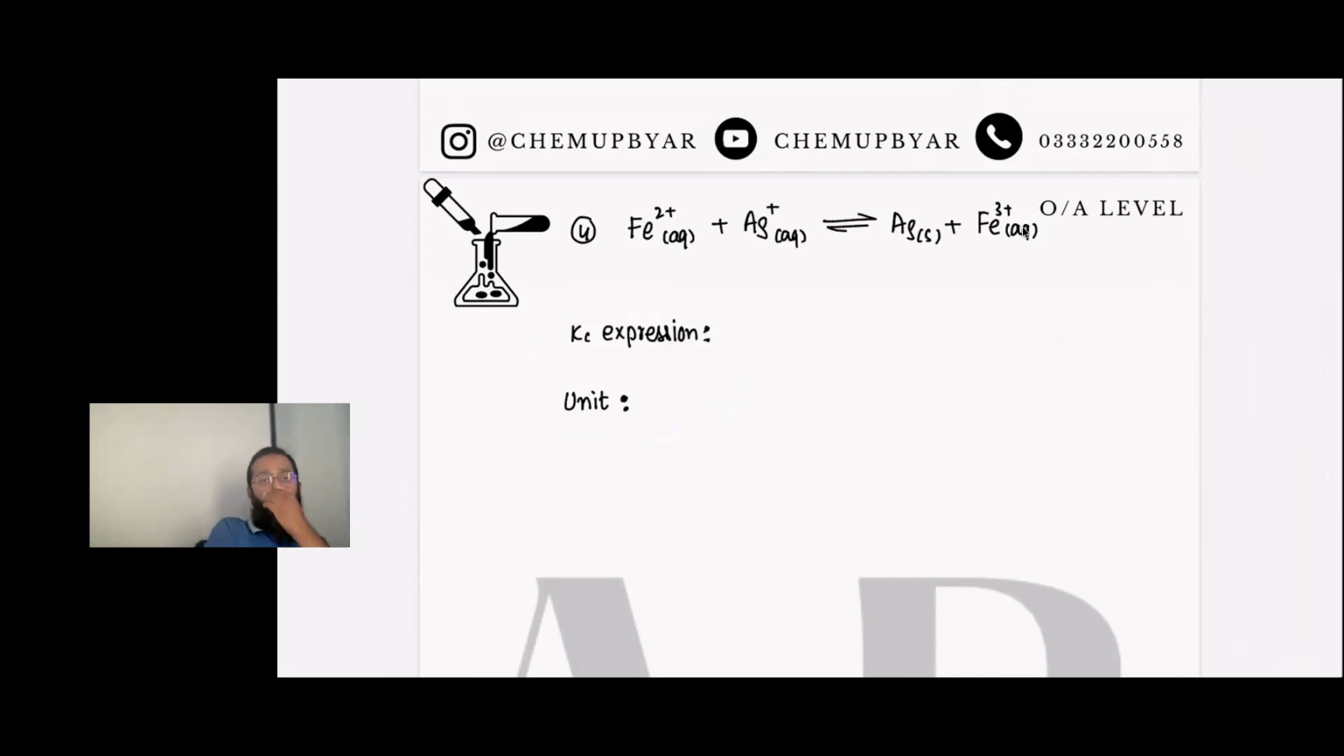Can we add the electrons? No, there's no need. The rule is simple. If there is a coefficient, that becomes a power. Besides the coefficient, the rest of the thing is the actual formula, so you need to keep it in the square bracket. That's it.